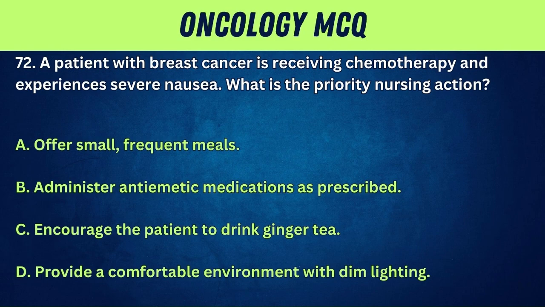72. A patient with breast cancer is receiving chemotherapy and experiences severe nausea. What is the priority nursing action? A. Offer small, frequent meals. B. Administer antiemetic medications as prescribed. C. Encourage the patient to drink ginger tea. D. Provide a comfortable environment with dim lighting.